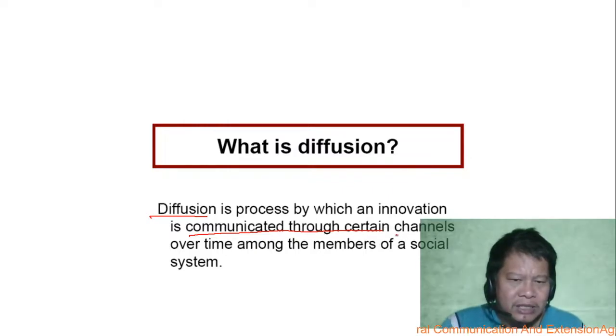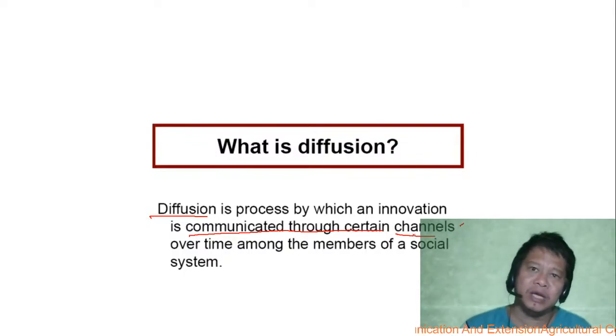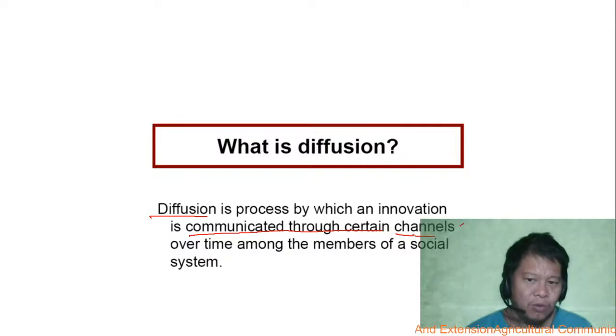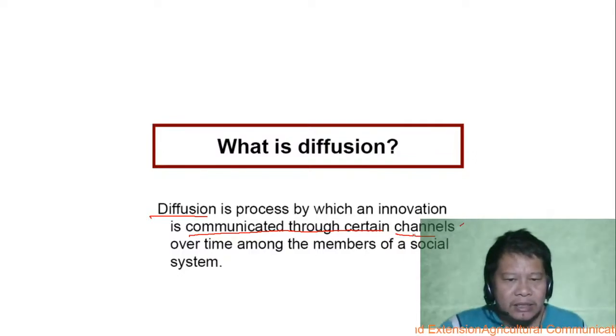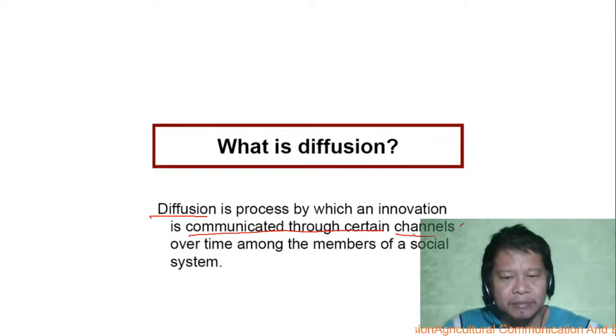Who are the channels? Channels could be change agents, an extensionist. It could be a technician. It could be a barangay captain. We have two types of channels: the interpersonal channels and the mass media channels. It could be on radio, on TV, or through people. A process by which an innovation is communicated through certain channels over time among the members of the social system. That is the diffusion.